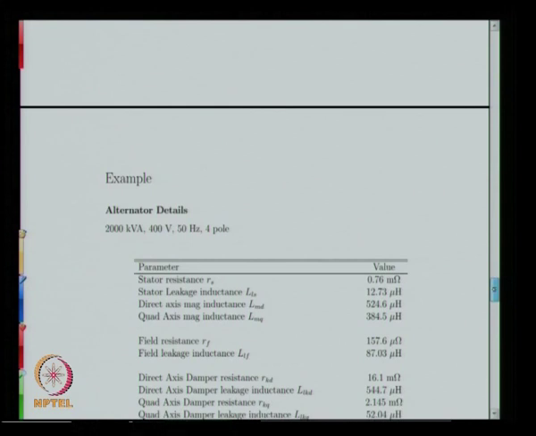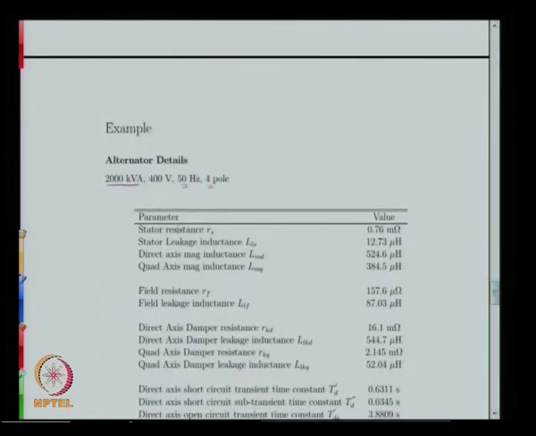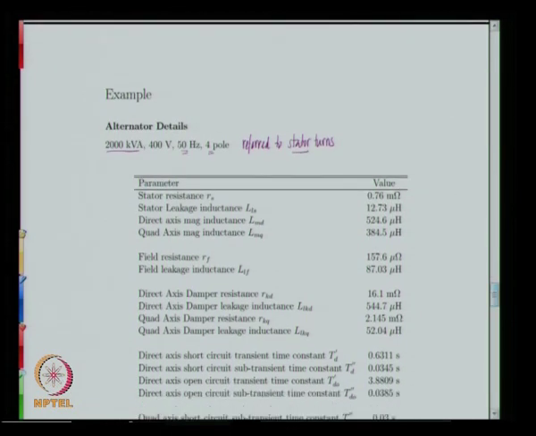So we will go to an example where we take an alternator. This is really a 2 MVA alternator, which is fairly large, 400 volts, 50 hertz, a 4 pole machine. Now all the data that is given here are referred to the stator turns, and what we see is Rs is 0.76 milliohms.